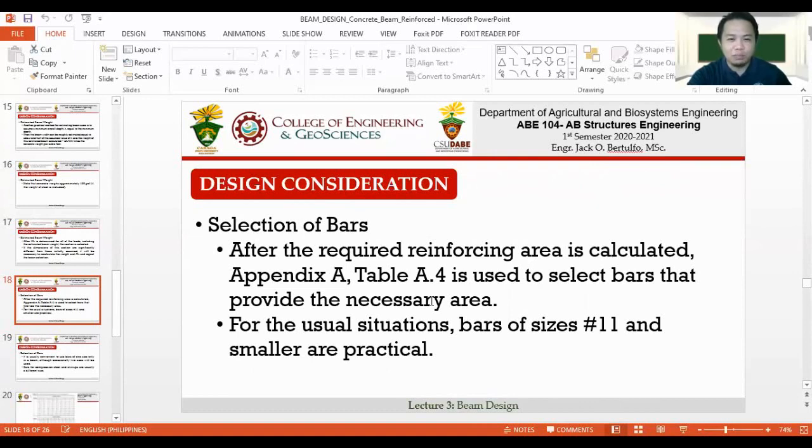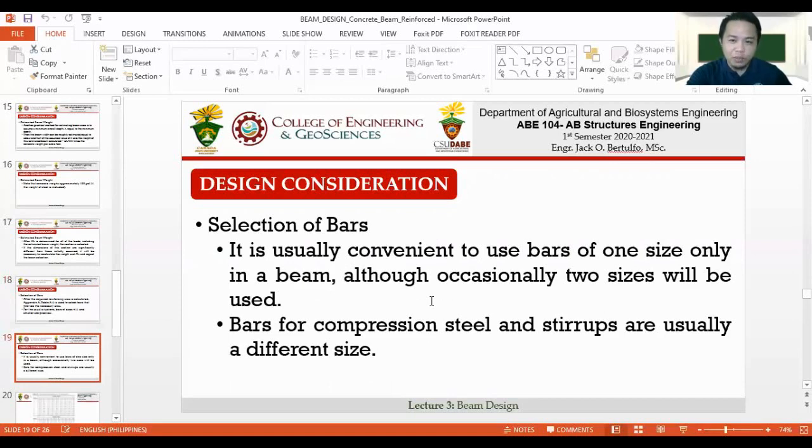I'm really confused what book this is, but I will try to find the book. So table A.4 is used to select the bars that provide the necessary area. For the usual situation, bars of size number 11 and smaller are practical. It is usually convenient to use bars of one size only in a beam, although occasionally two sizes will be used. Bars for compression steel and stirrups are usually a different size. Okay, stirrups, I will discuss what a stirrup is later on.